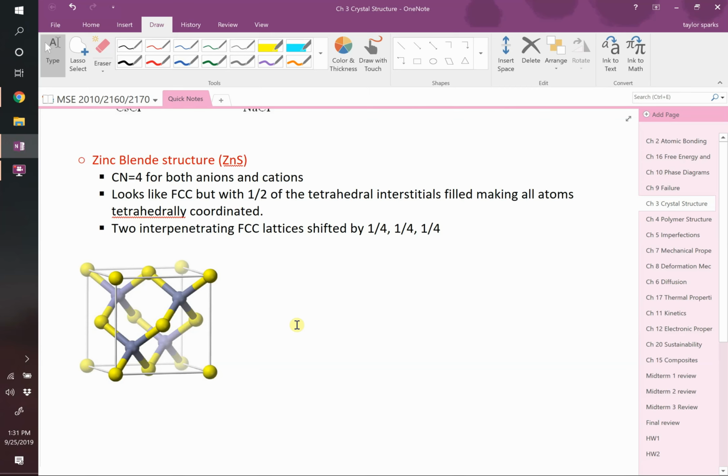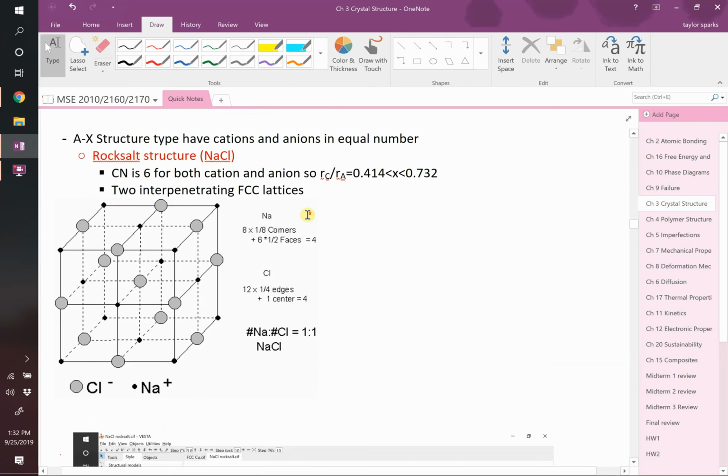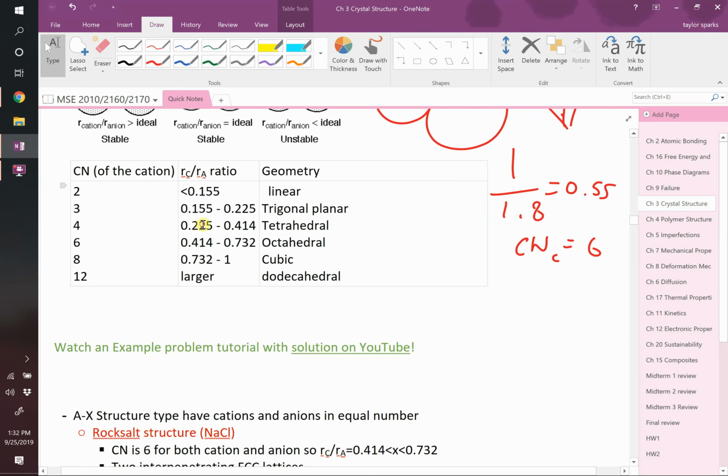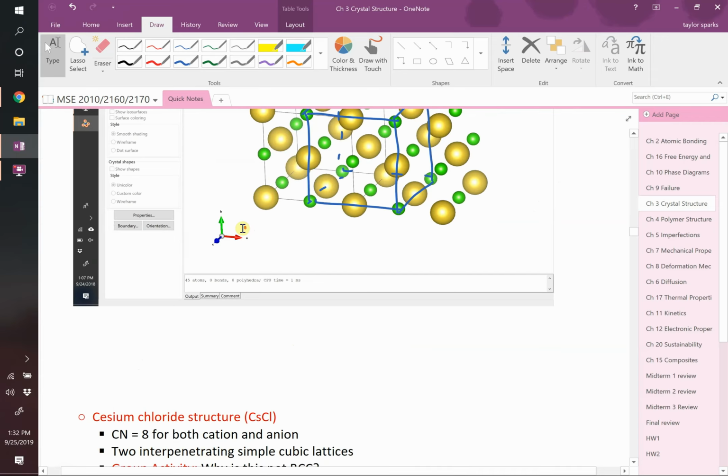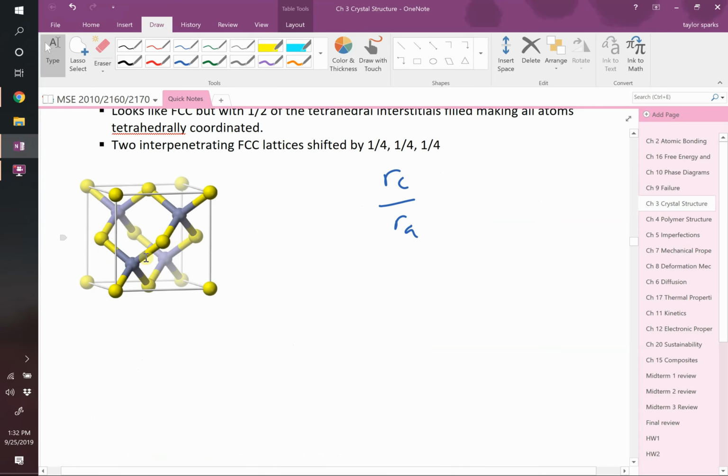And if you did the math on this one, the RC over RA ratio, zinc is even smaller than sodium, smaller than cesium, and so this ratio is even smaller, and you end up in a tetrahedral range. It's somewhere between 0.25 and 0.414. So you end up with a tetrahedral, or a fourfold coordination. Do you see the fourfold coordination here? Take a look at the gray atom. It's surrounded by 4 yellow atoms.